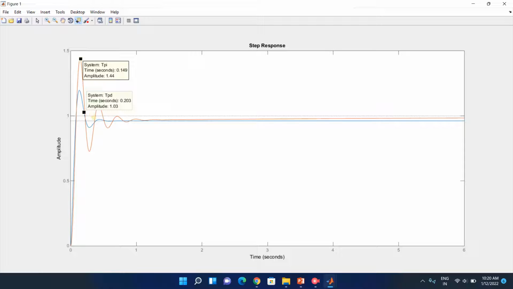So can you tell the difference? Why for the PD controller we are getting less overshoot, the blue line, and for the PI controller we are getting more overshoot?